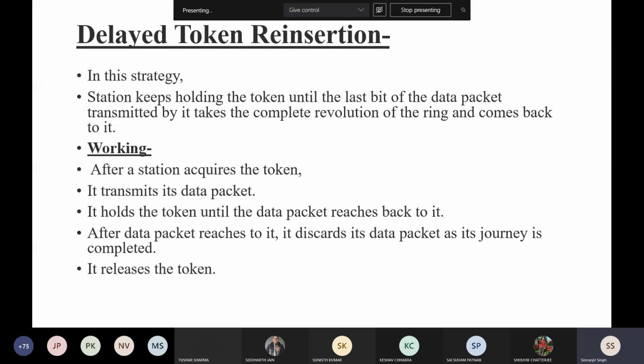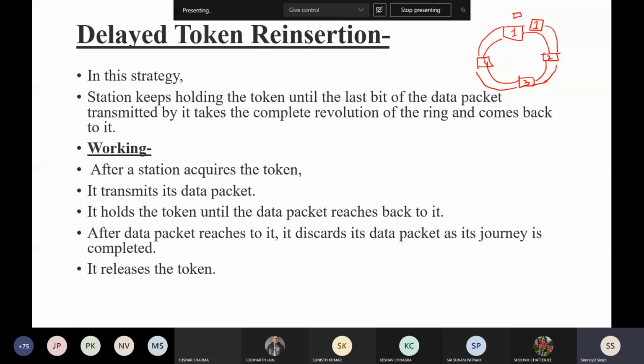In delayed token reinsertion, you have to understand how it works. Suppose this is the scenario here. Everything is written there so you can easily read about it, but I'll explain it. Suppose there are four stations, and this particular station is holding the token. When it is holding the token, it will transmit one packet onto the link, and this packet will travel to this station, as well as this station, as well as this station, and come back to the first one.